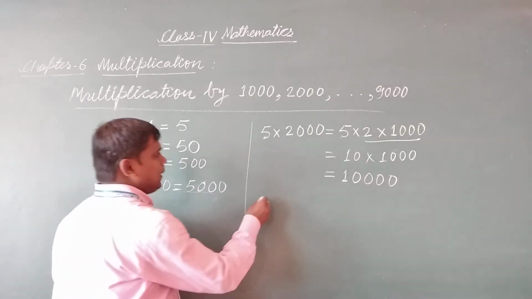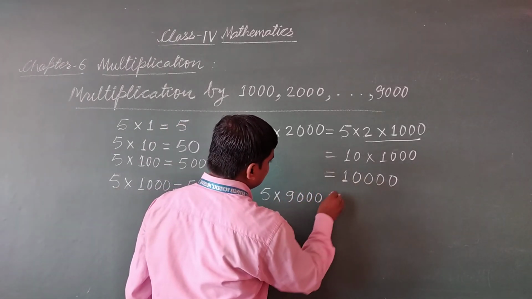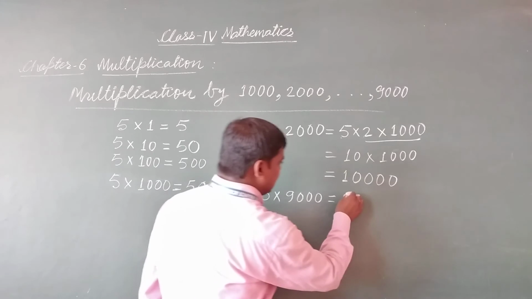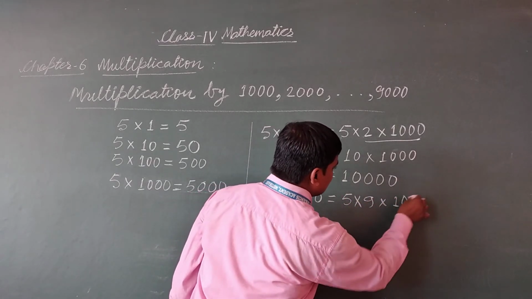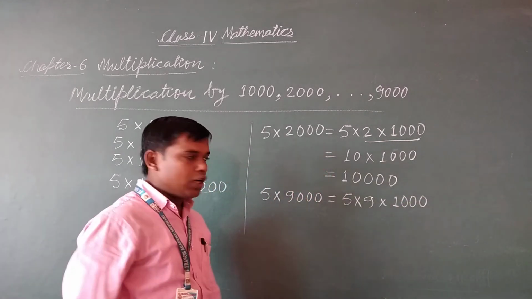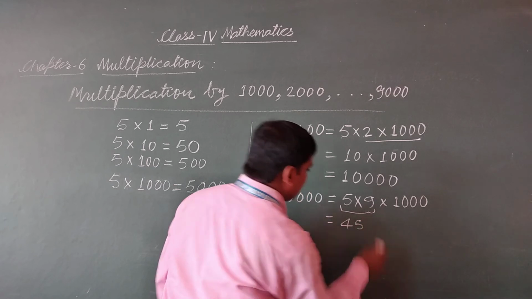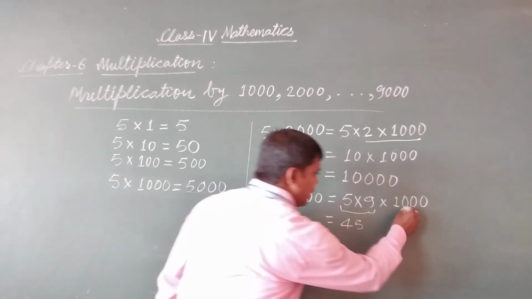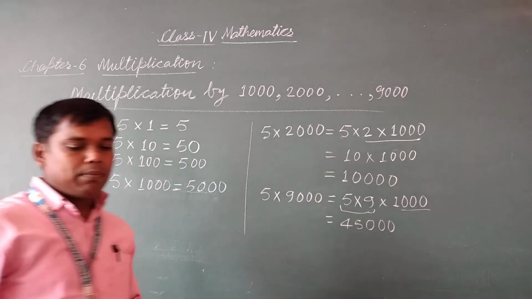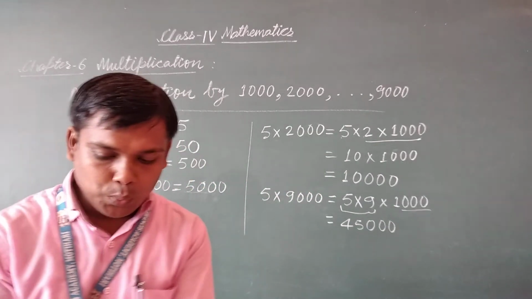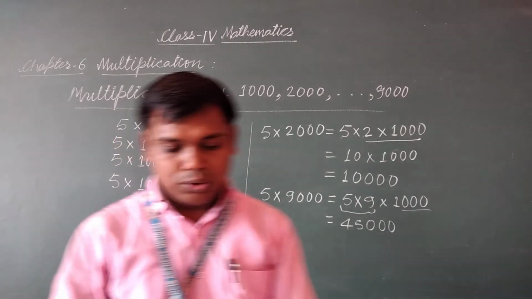If we have to multiply 5 into 9000, we can easily multiply. We can write 5 into 9 multiplied by 1000. Now we will multiply these two. So we will get 5 nines are 45, and here is 1000, so we put 3 zeros. In this way, you will multiply when this kind of product is given to you.